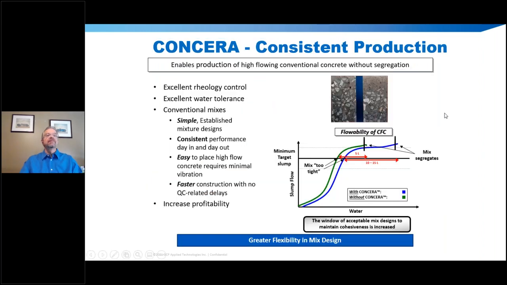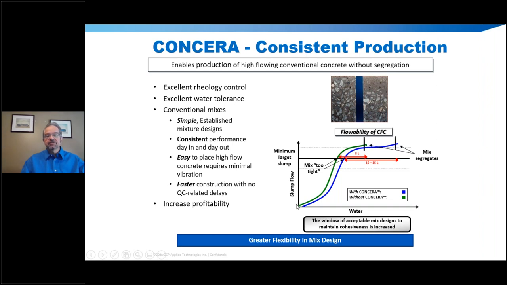So let's take a look. If you were to try to get up into that flow range with a high range water reducer, you'd get segregation. But with Kinsera and controlled flow concrete, even at the 600 mark, you've still got a uniform mix right here.